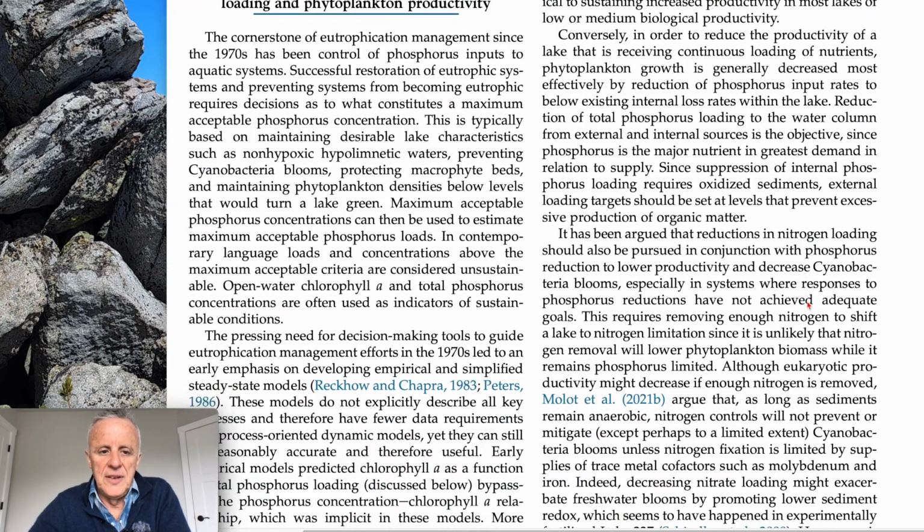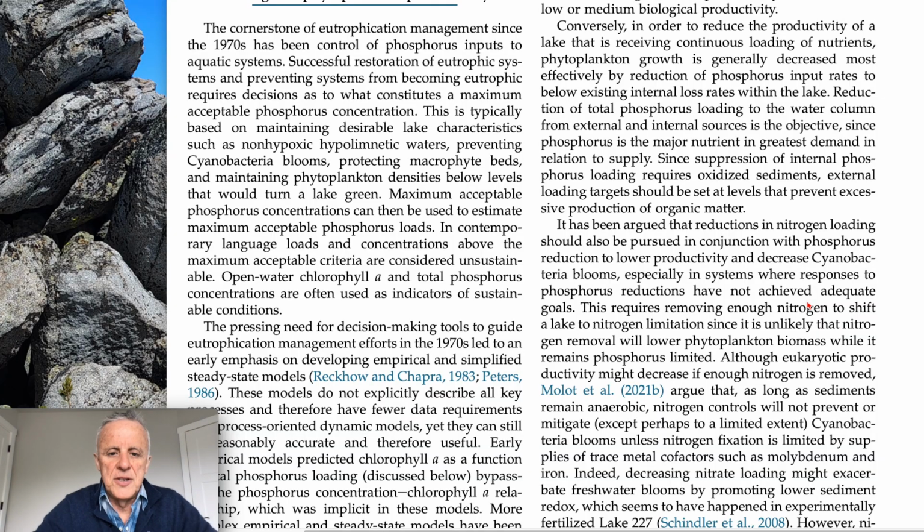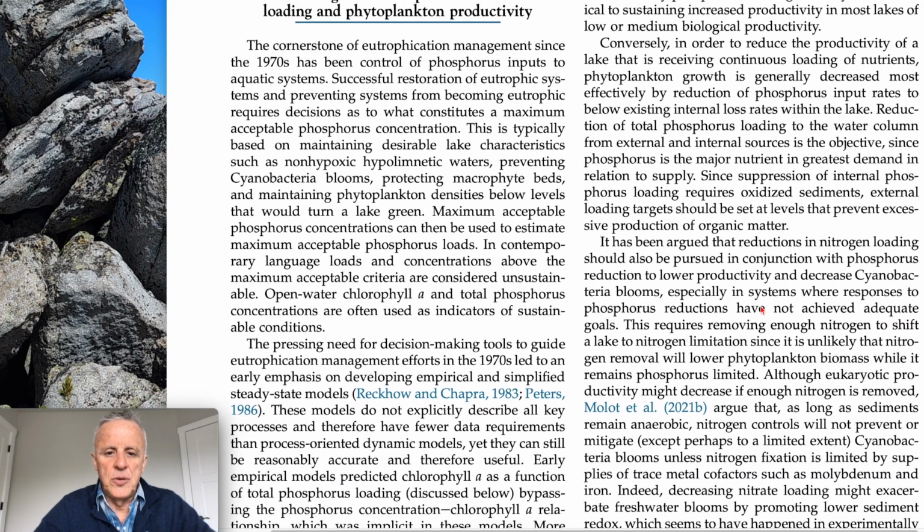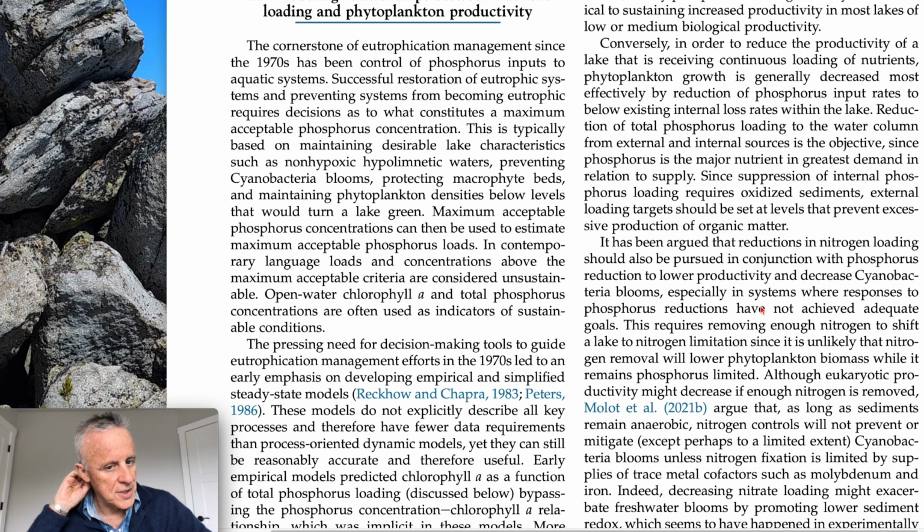Modeling relationships between nutrient loading and phytoplankton productivity. The cornerstone of eutrophication management since the 1970s has been the control of phosphorus inputs to aquatic systems. Successful restoration of eutrophic systems and preventing systems from becoming eutrophic requires a decision as to what constitutes a maximum acceptable phosphorus concentration. This is typically based on maintaining desirable lake characteristics such as non-hypoxic hypolimnetic waters, preventing cyanobacteria blooms, protecting macrophyte beds, and maintaining phytoplankton densities below levels that would turn a lake green.